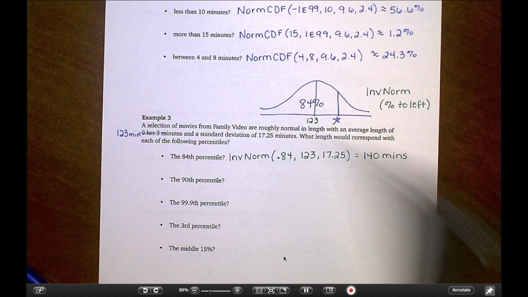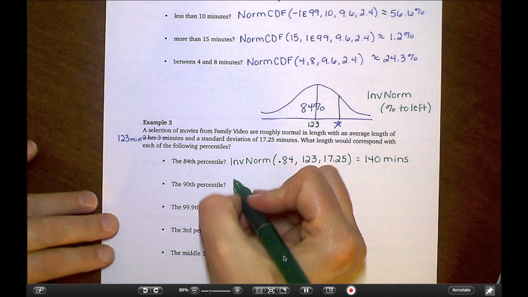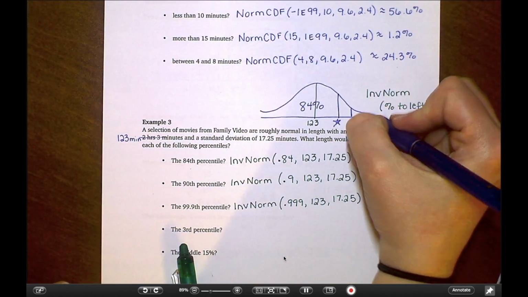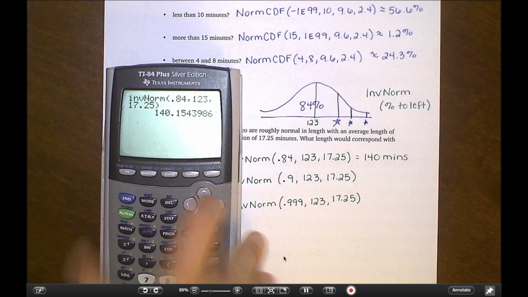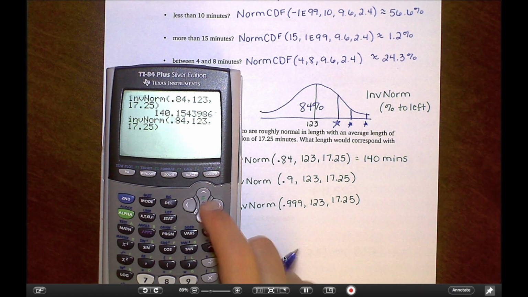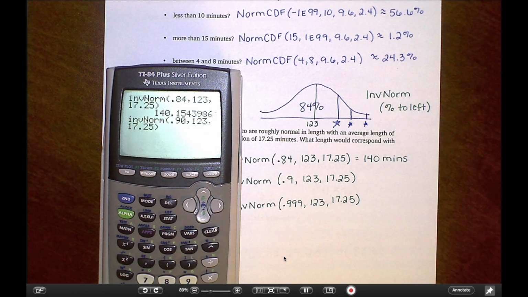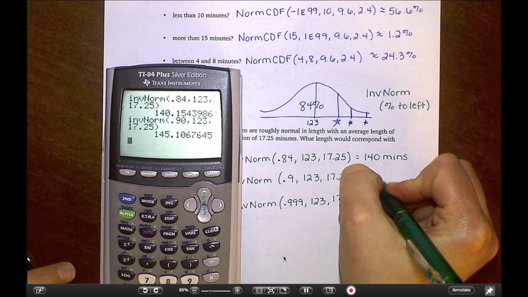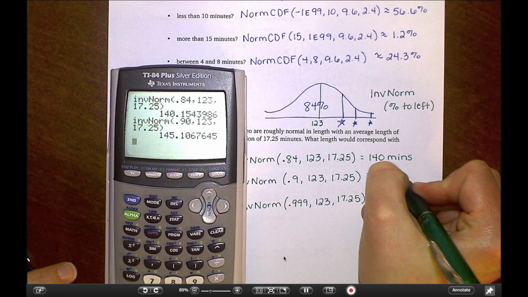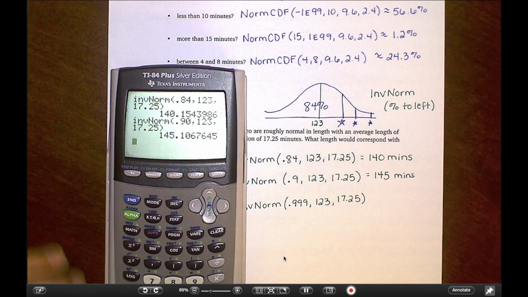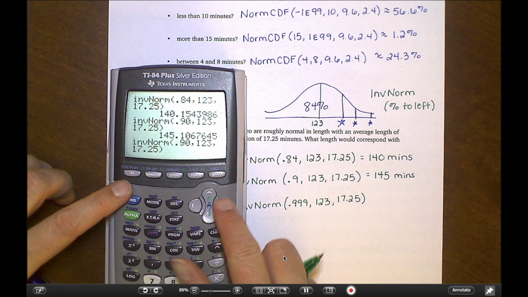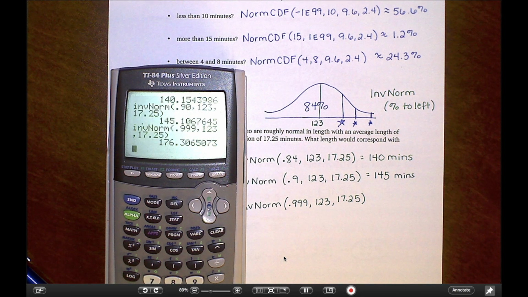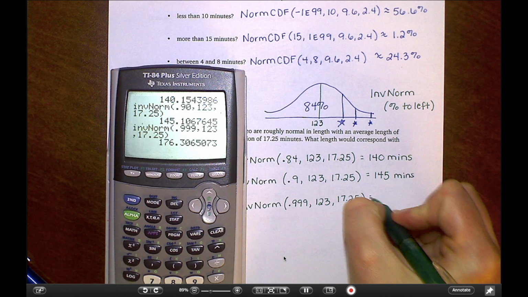Okay, so these next two questions are very similar. Okay, so I'm just going to do second enter, and I'm going to change my 0.84 to a 0.90. Okay, and I get 145 minutes. Okay, and then I'm going to do the same thing, except I'm going to change this to a 0.99, and it is important to get that third 9 in there, so I used insert to do that. And I get 176 minutes.